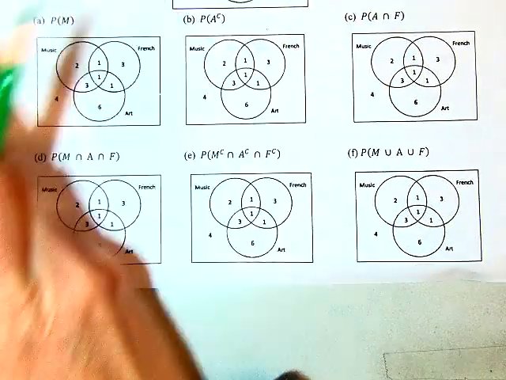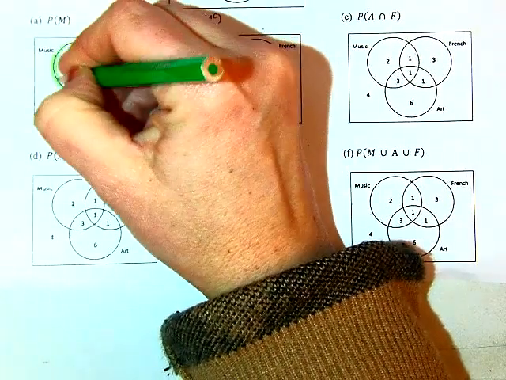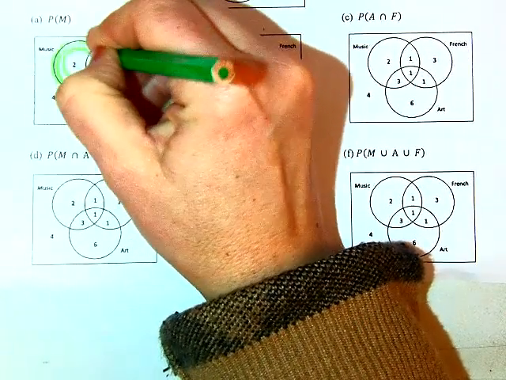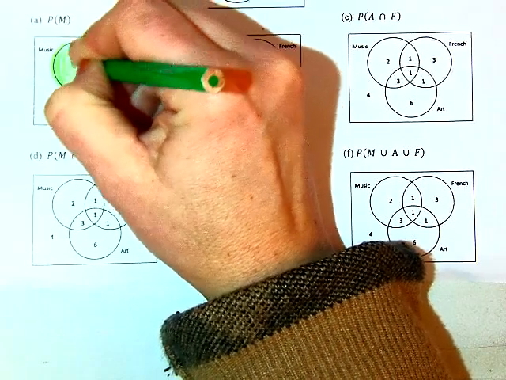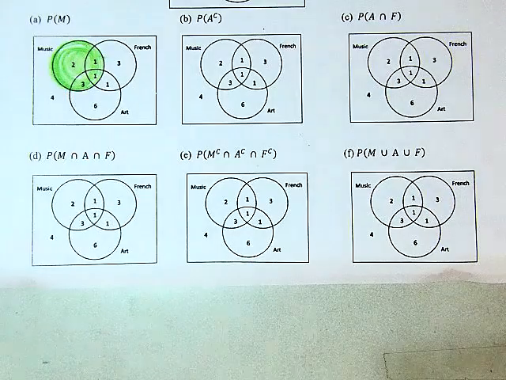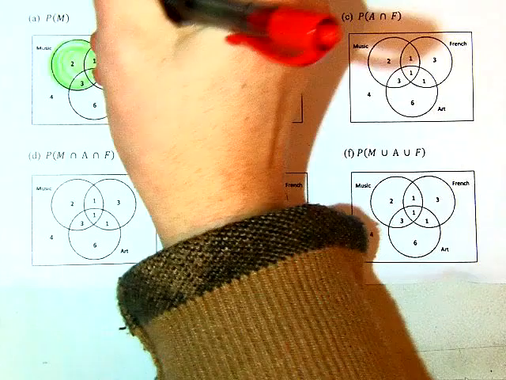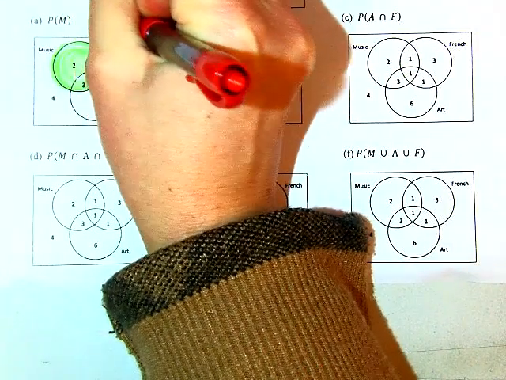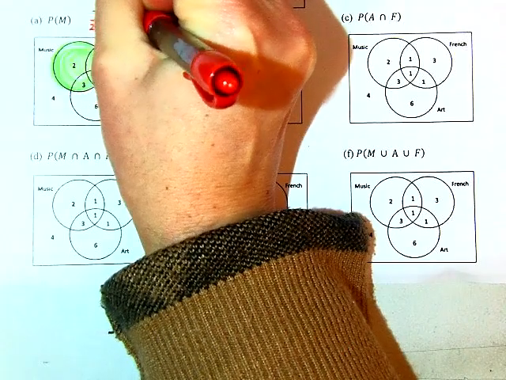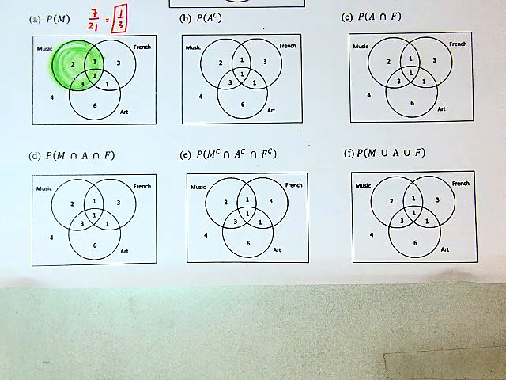So we're saying anyone who studies music. It doesn't matter if it's just music or if it's music and something else. So I'm looking at these guys right in here, this whole region, anyone who studies music. So if I add those up, I see that there are 7 of them out of 21 total. And then I reduce it, right? I have a 1 in 3 chance of picking someone at random who studies music.